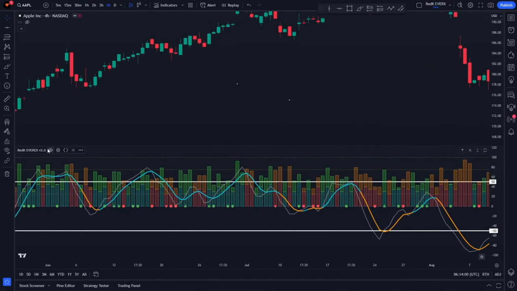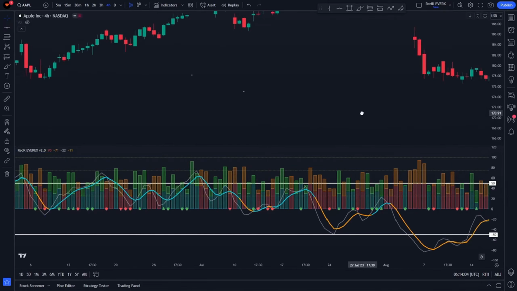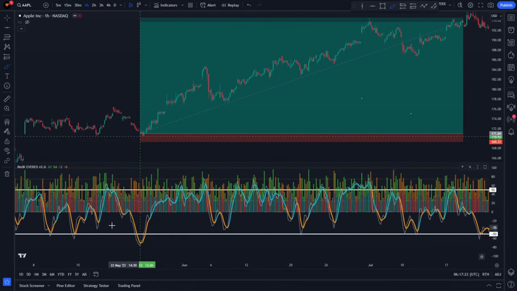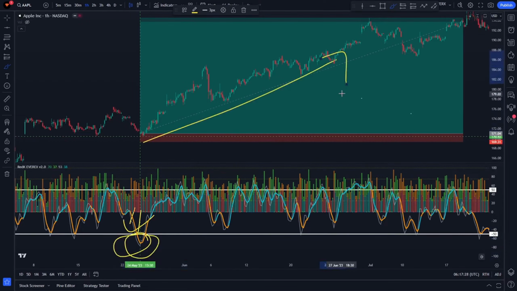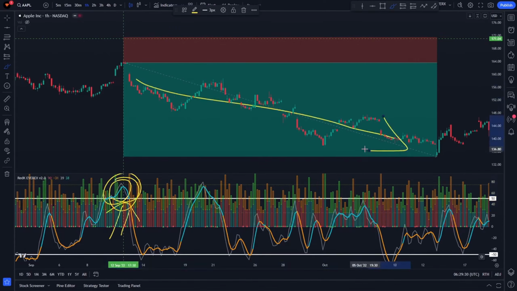In the settings, we need to change the MA type to EMA. And we also need to add two horizontal lines, one at 50 and one at -50. The strategy is pretty simple. When both lines are under -50 and the smooth line crosses upward over the signal line, it means a buy signal. When both lines are above 50 and the smooth line crosses under the signal line, it means a sell signal.